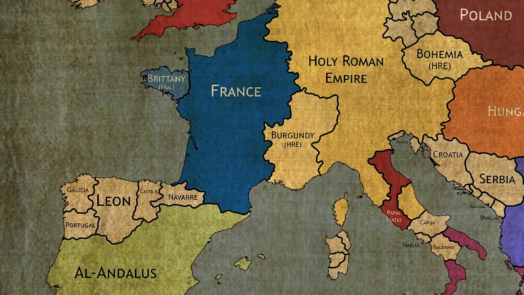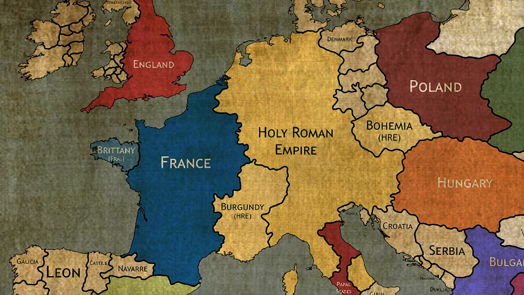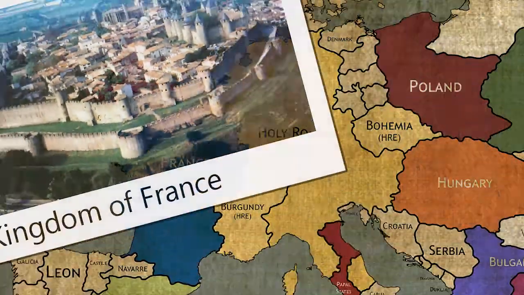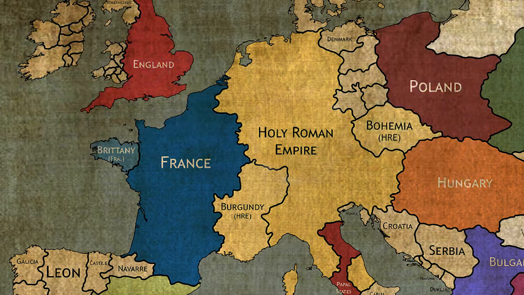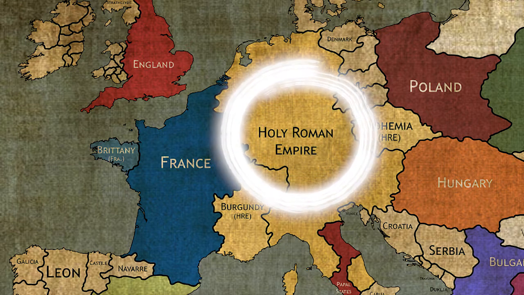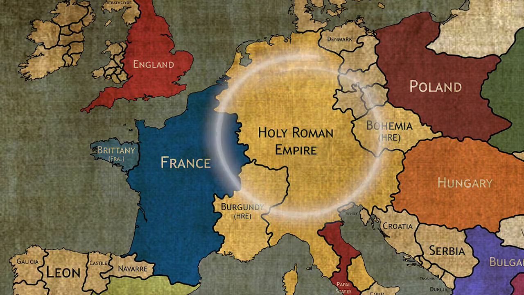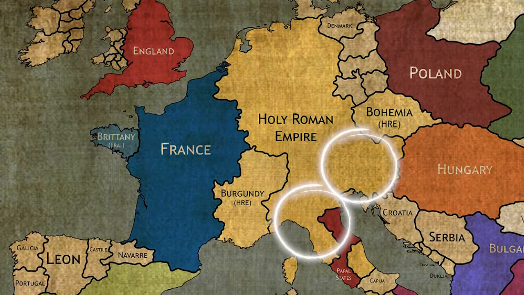Moving on to Western Europe, we can see that it is divided between two great realms, the Kingdom of France and the Kingdom of the Germans, whose kings recently, in 962 AD, acquired the title of Holy Roman Emperors after they significantly expanded their realm to include, as you can see here, the Kingdom of Italy and the regions of modern-day Austria.